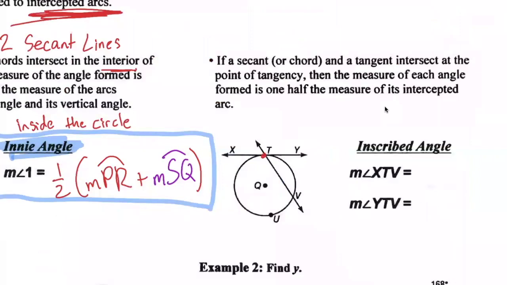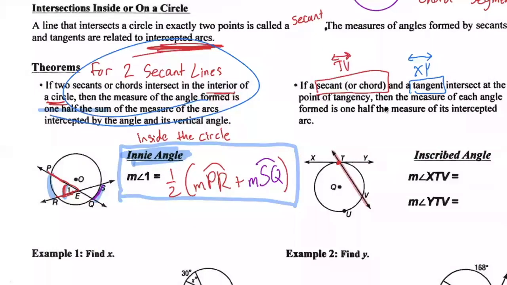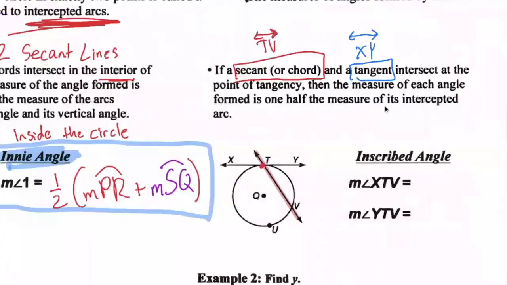This right here, guys, this angle is formed by a secant line. My secant line is line TV. We see that? TV is our secant line, and then XY is our tangent line. So this last theorem was for 2 secant lines. This one is for 1 secant and 1 tangent. Too much vocab though.